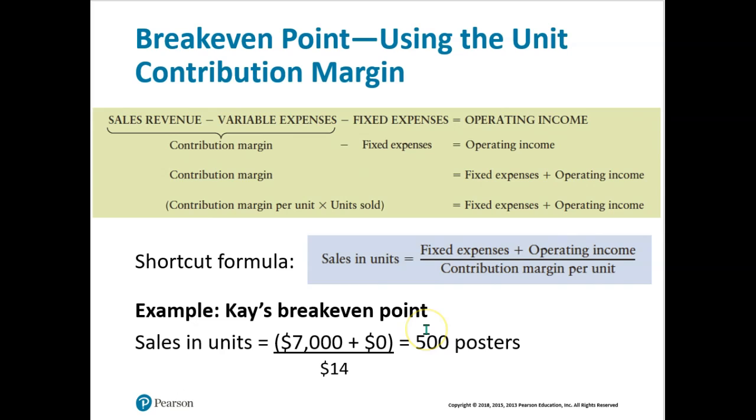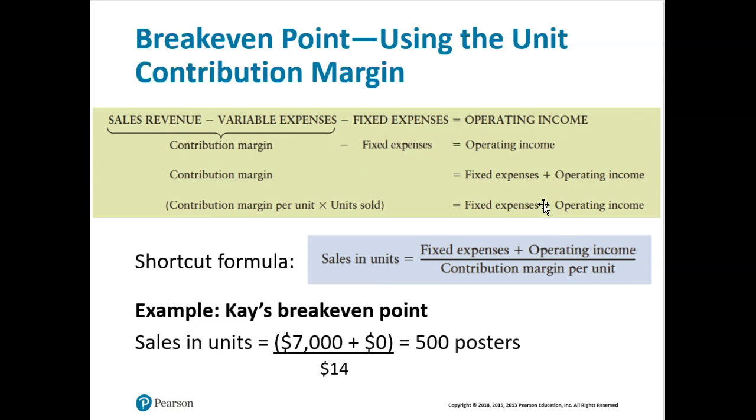Now this one I think is just like the last line in the formula that we looked at. This is using the contribution margin. So if I say that my contribution margin, which is sales revenue minus variable costs, minus fixed expenses is operating income, then the contribution margin is equal to fixed expenses plus operating income. If you were going to derive the formula, that's how you get it. So the contribution margin per unit times units sold would be equal to fixed expenses plus operating income.